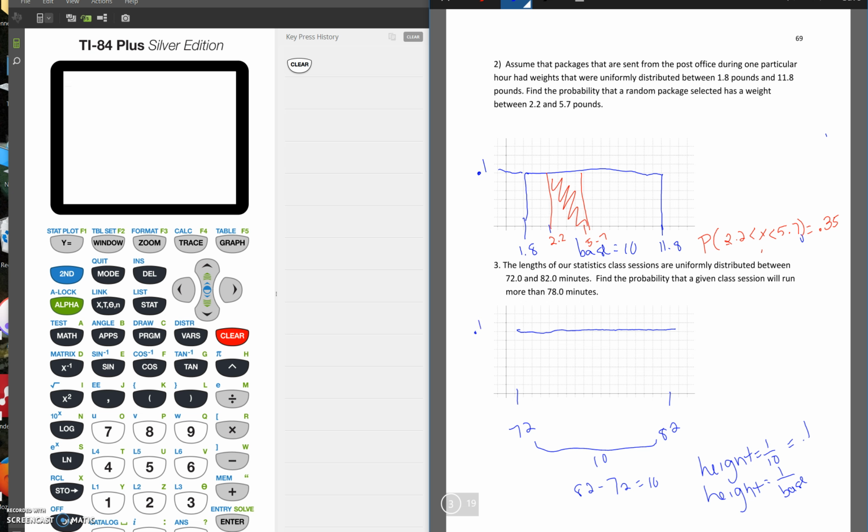We want the probability that it will run more than 78 minutes. That means it could run between 78 and 82, where we know it stops. So this is the rectangle we want. The probability that x is greater than 78: the width here is 82 minus 78, and we multiply it by our height, 0.1. 82 minus 78 is 4. So we have 4 times 0.1. So our probability will be 0.4. That will be our answer for this question.